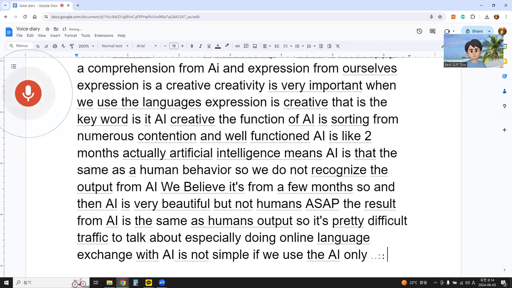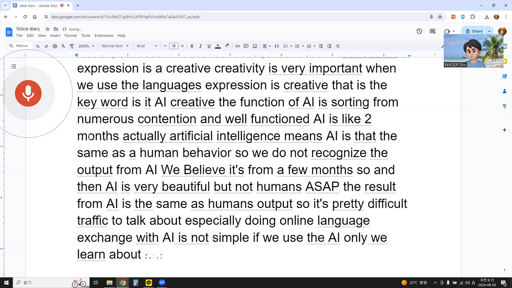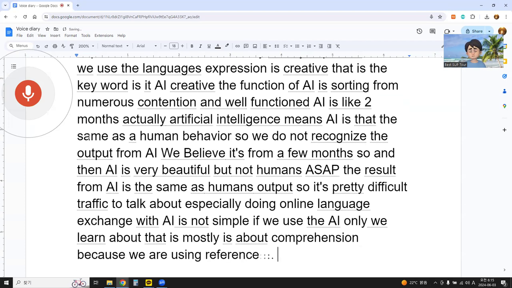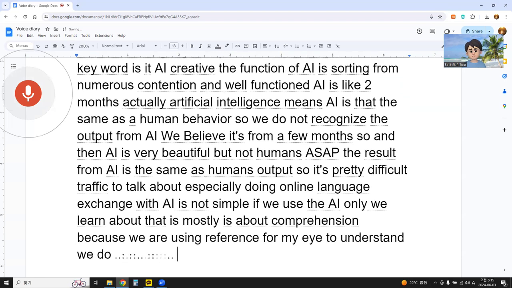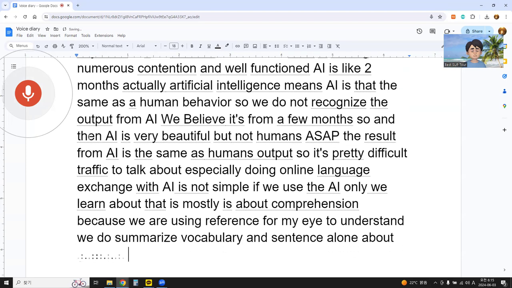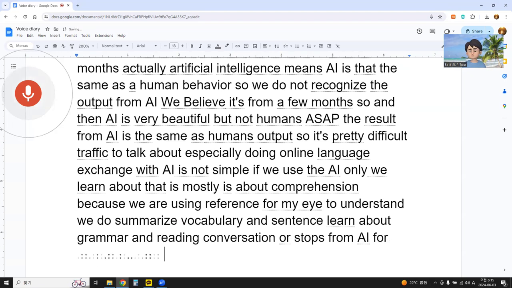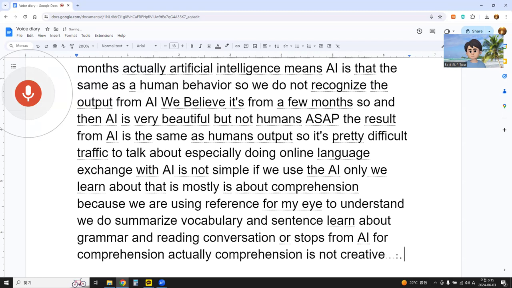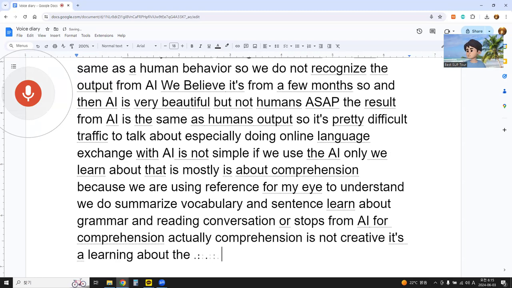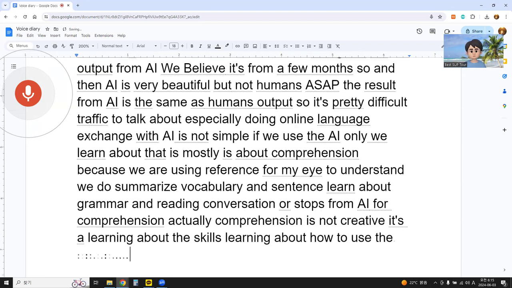If we use AI only, what we learn is mostly about comprehension, because we are using reference from AI to understand. We summarize vocabulary and sentences, learn about grammar and reading conversation, all from AI for comprehension. Actually, comprehension is not creative. It's learning about skills, learning how to use language properly.